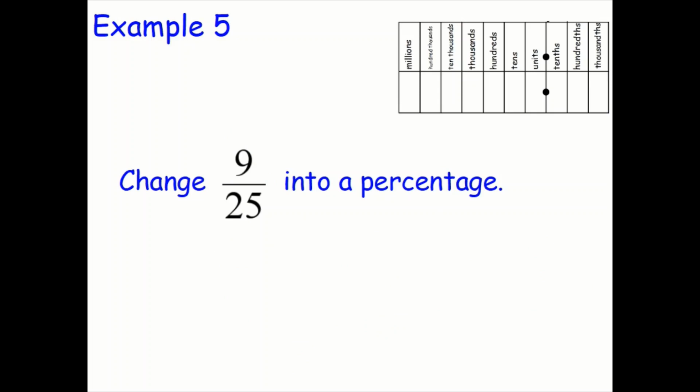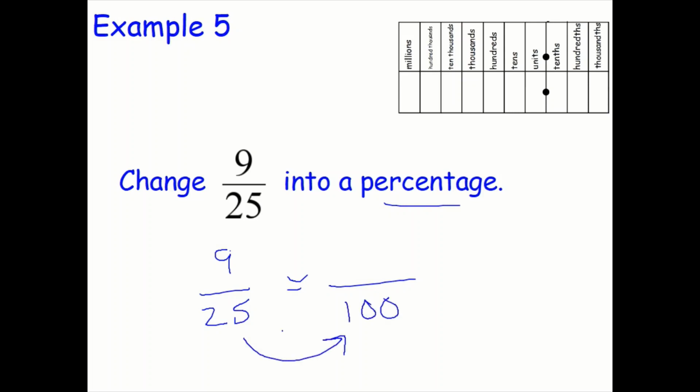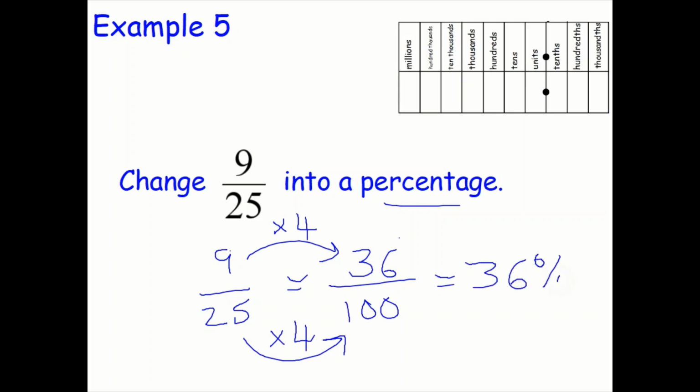Example 5, change 9/25 into a percentage. So 9 over 25, if I am trying to get into a percentage, I need to get a fraction out of 100. How many 25s in 100? There are 4. Whatever I do to the bottom, I must do to the top. And 9 4s are 36. And I can just now take my number on the top, and that is 36%.